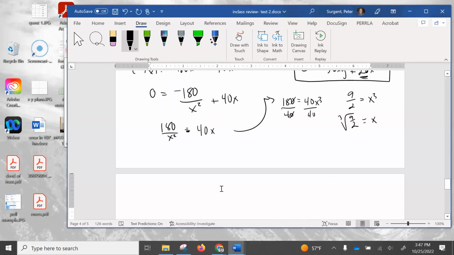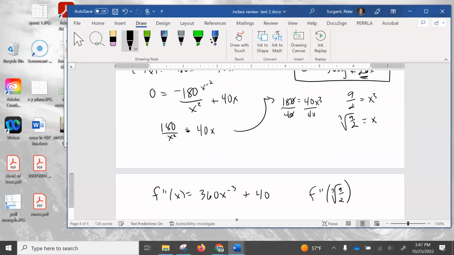I think the second derivative test is easier. Here's my first derivative. So my second derivative is, that's x to the negative 2. So that's 360 x to the negative 3 plus 40. And it's pretty clear if I plug in a positive number to this guy.